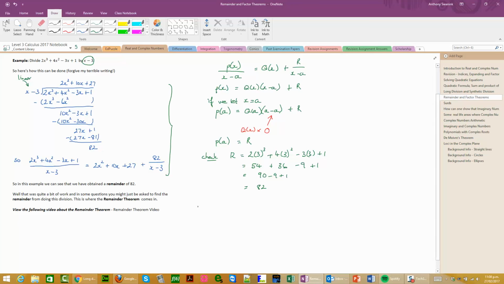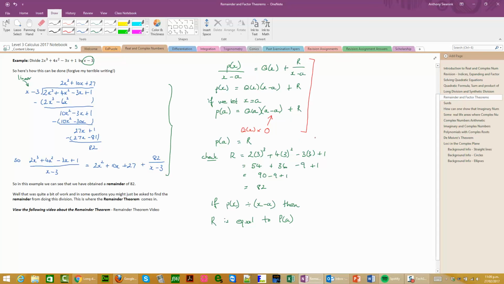So the overall conclusion that I want you to take away from this is that if we have a polynomial divided by some linear term, then the remainder can be found by putting a into the polynomial. And a is the value that makes this linear term equal to 0. And why does that work? Well, here's your proof.